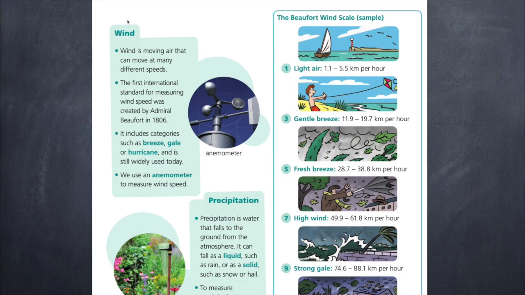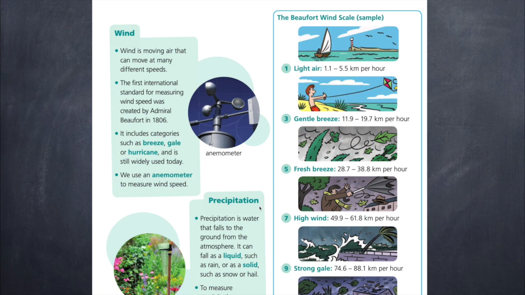Let's go now to talk about the wind. What is wind? Very good. Wind is the air moving, and this movement can be at many different speeds. Depending on the speed, we have learned three different names: breeze, gale, and hurricane. And do you remember the name of the instrument that we use to measure the wind? That's right, anemometer.